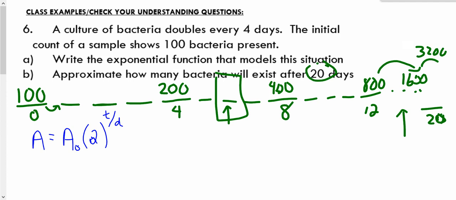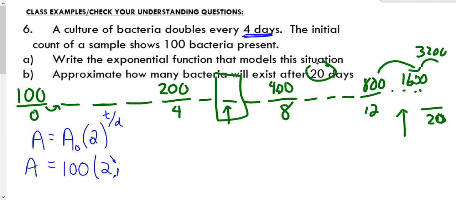So that's our 20 day. I don't know that right now. But A naught is the initial value on the day that this started. So we knew there was 100 bacteria initially. So I'm going to put 100 in here. We know that it doubles. And what's its doubling period? Okay, so they told us it is every 4 days.